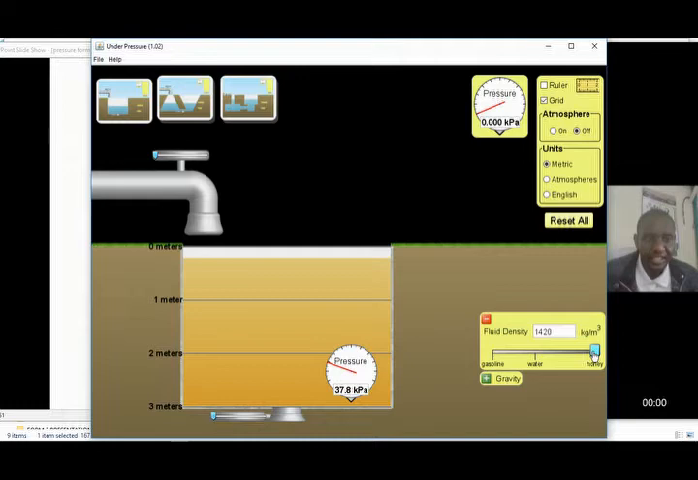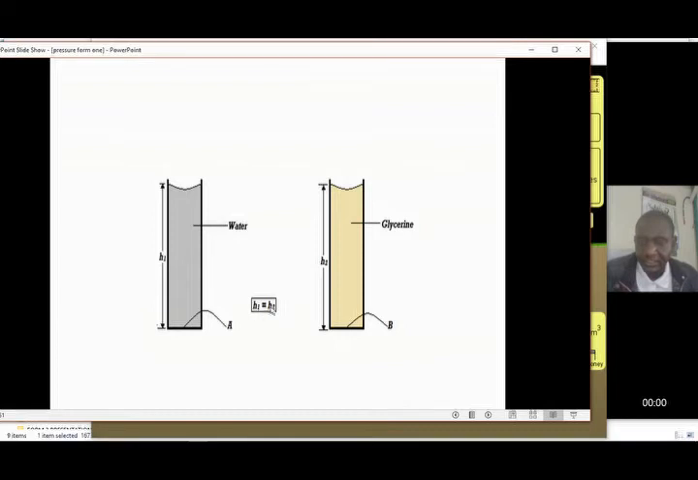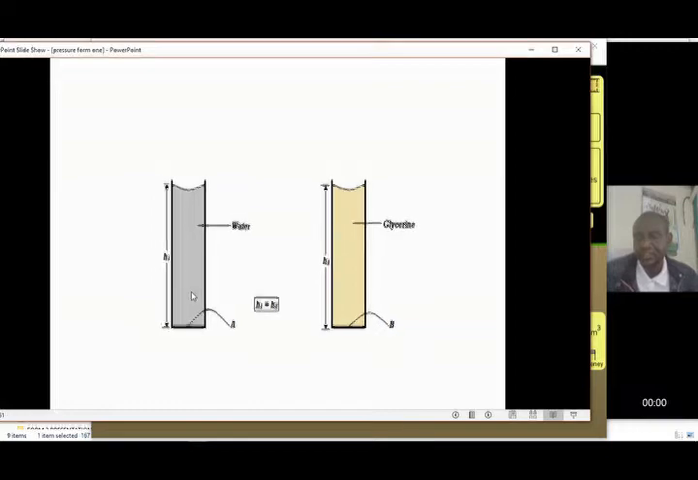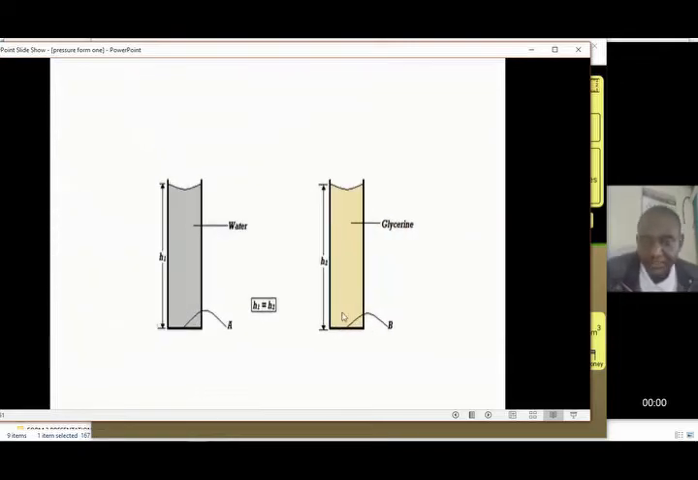In this case, I have honey. Instead of gasoline, I have honey. Honey, the pressure is 36.8. For the case of water, it is 27.2. So what does it say? One of glycerin here experiences more pressure than here. So density of a liquid also matters. That's why we are saying pressure at point B is greater than pressure at point A.